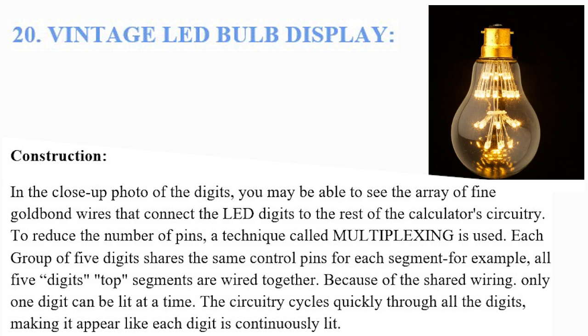In a close-up photo of a digit, you may be able to see the array of fine gold bond wires that connects the LED digits to the rest of the calculator circuitry. To reduce the number of pins, a technique called multiplexing is used. Each group of 5 digits shares the same control pins for each segment. For example, all the 5 digits' top segments are wired together. Because of the shared wiring, only one digit can be lit at a time. The circuitry cycles quickly through all the digits, making it appear like each digit is continuously lit.